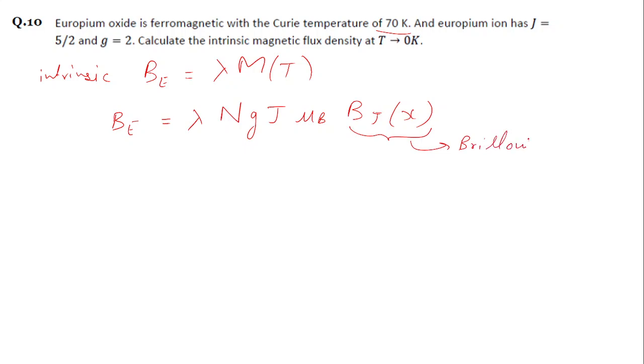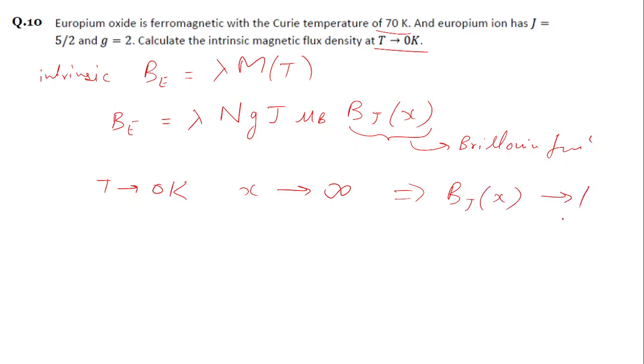Okay. Now we have to find this out for T tending to 0 Kelvin. For T tending to 0 Kelvin, that means X will go to infinity. This you can understand if you have already gone through the derivation. And when X goes to infinity, that means this Brillouin function will go to 1. In that case, this intrinsic flux density value will reduce to this.